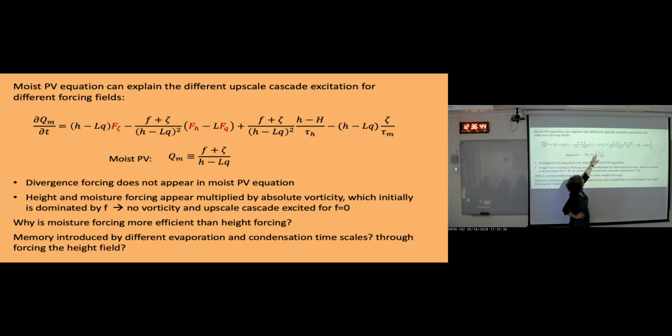Whereas the height and moisture forcings are multiplied also by the Coriolis parameter, and f is much larger than zeta in our model. So when you set f to 0, these forcings can't excite anything. That is why, when you shut down rotation, these forcings don't do anything.